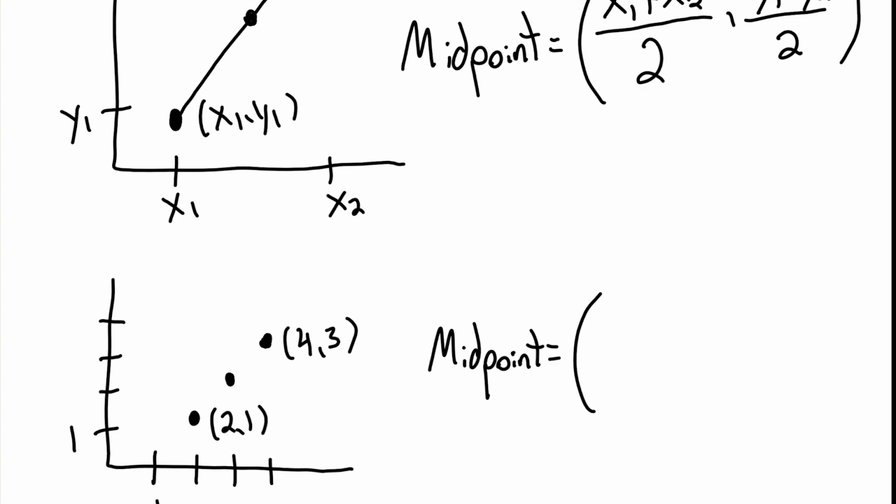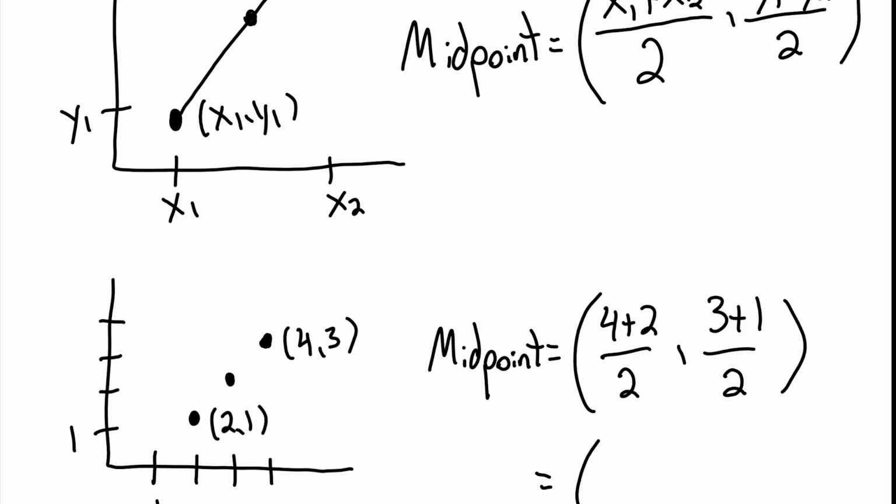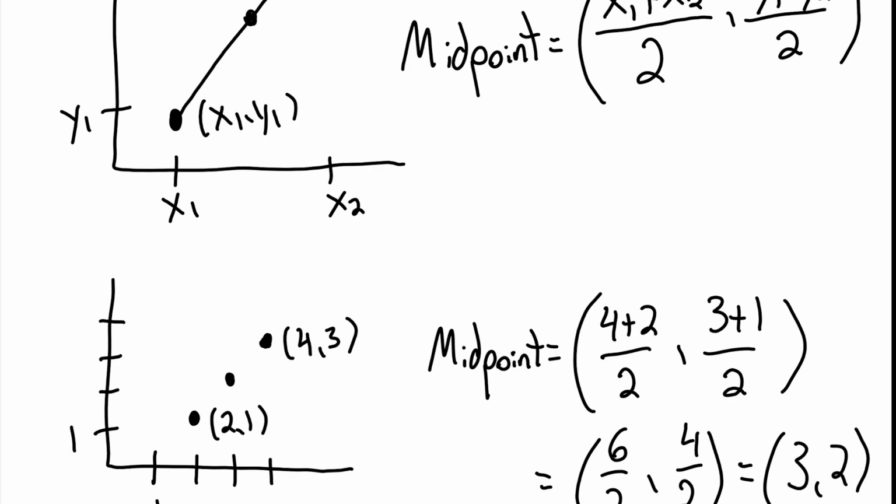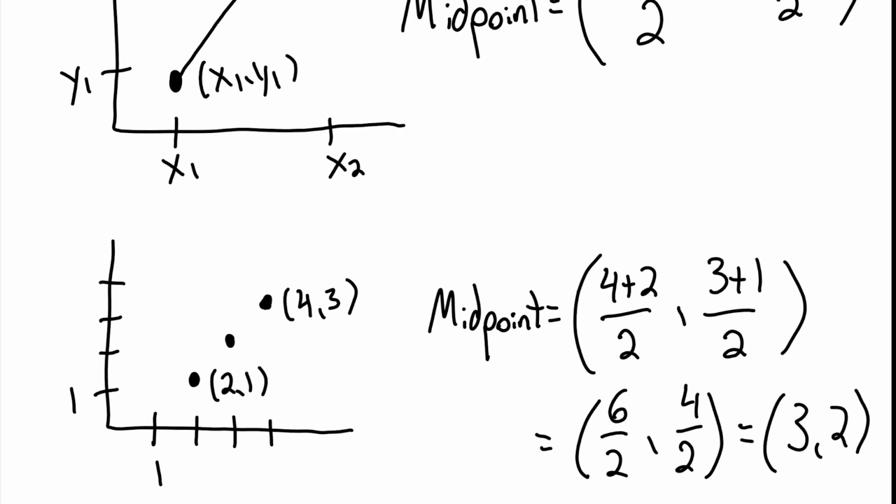So we'll take the average of the x coordinates, so we add them together, 4 plus 2, and divide by 2. And the average of the y coordinates, so 3 plus 1 divided by 2. So we're going to get 6 divided by 2 and 4 divided by 2, and it looks like it is exactly at the point 3, 2. Okay. Oops, let me scroll down here.